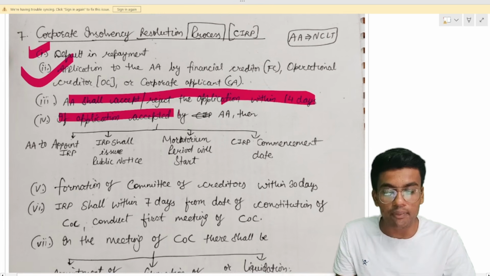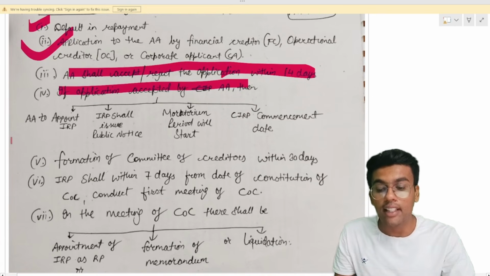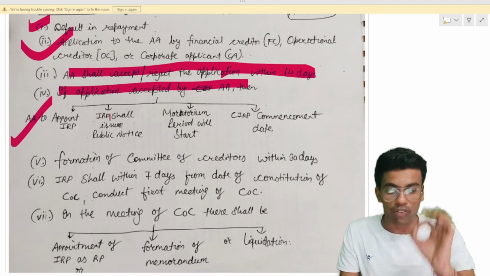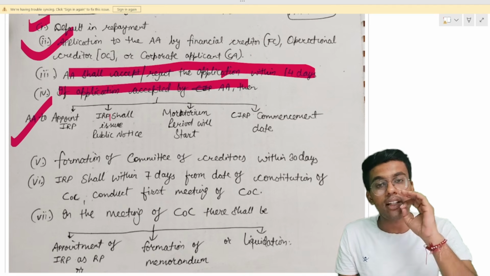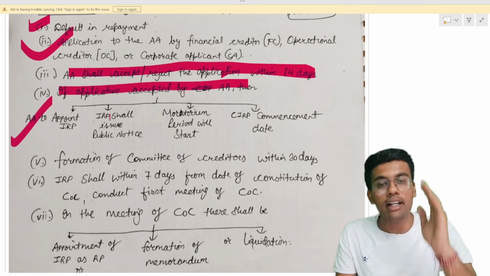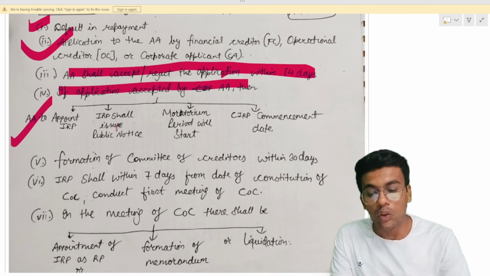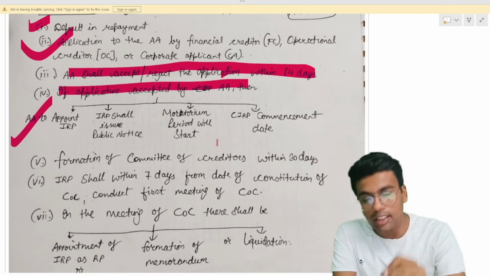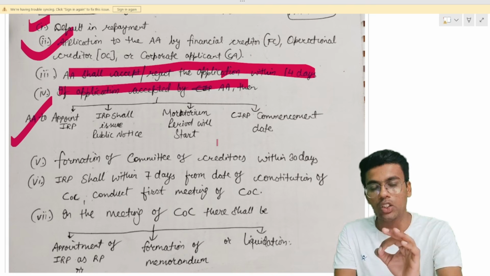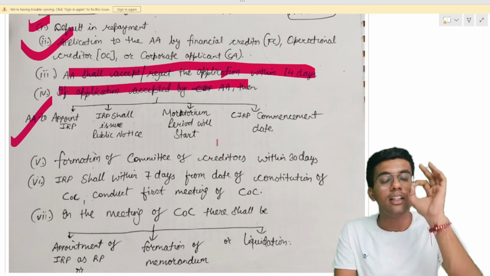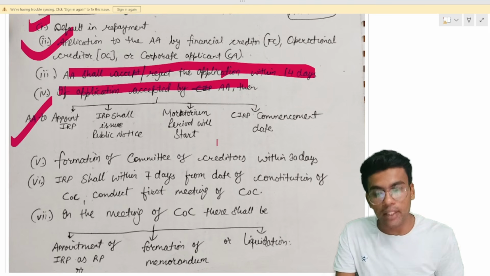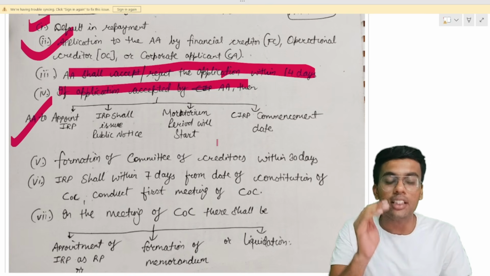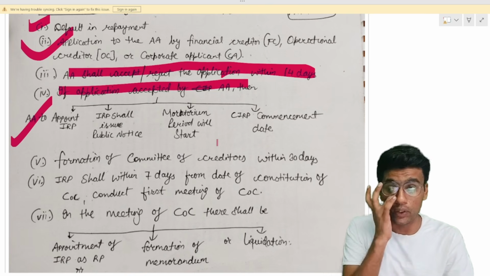If the application is accepted by the adjudicating authority, then what will happen? The adjudicating authority will appoint an IRP, insolvency resolution professional, a person who will take charge of the entire proceedings until the resolution professional is appointed. Who is the IRP? That we will understand in the later part. But the insolvency resolution professional is a person appointed by the adjudicating authority, who will take care of the entire company until the RP is appointed.